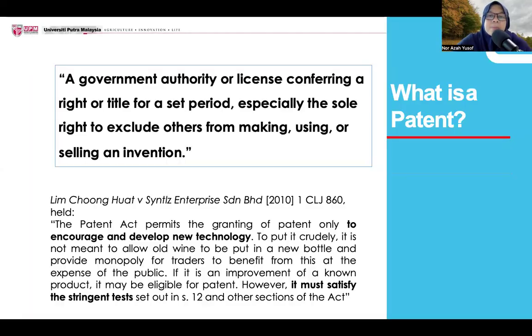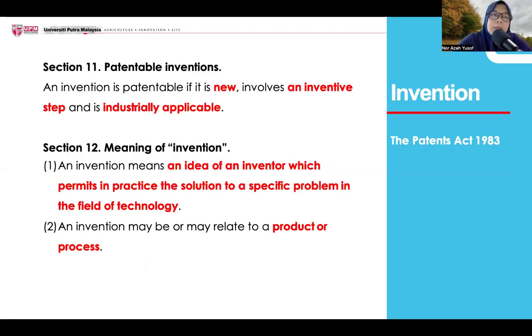Okay, let's look at patent. The meaning of invention: an invention means an idea of an inventor which permits in practice the solution to a specific problem in the field of technology. It's a very technical term, but what you can actually patent sometimes is a product. But it can also be a process. It does not have to be a tangible product when you apply for a patent, because sometimes it requires more than one. It might be one, two, three, or four.